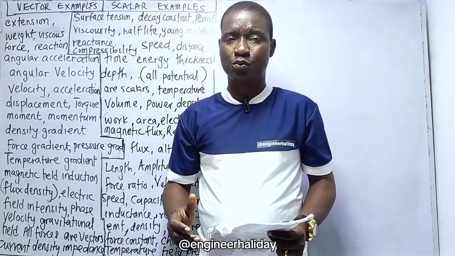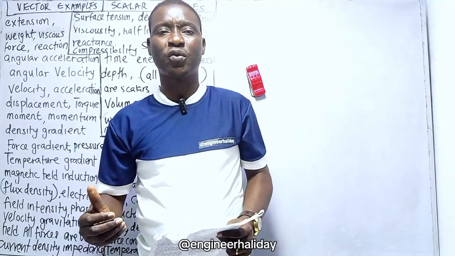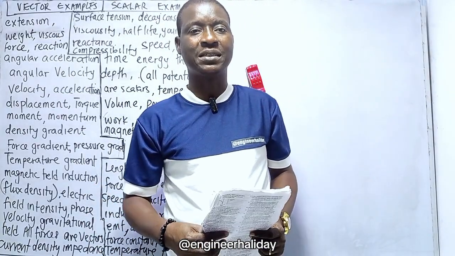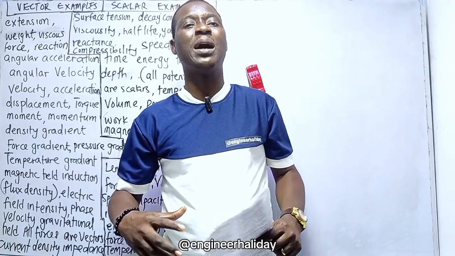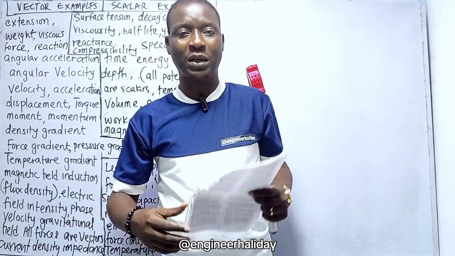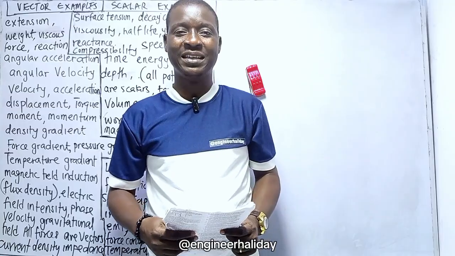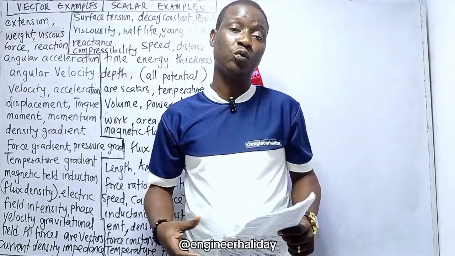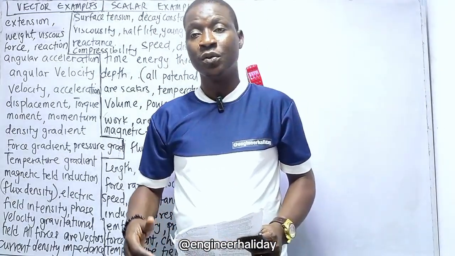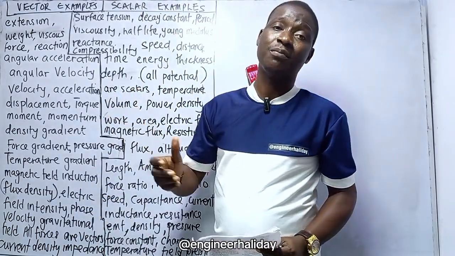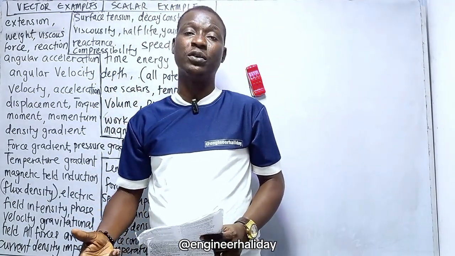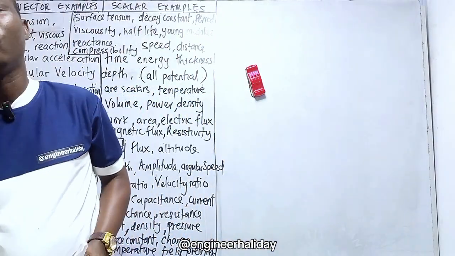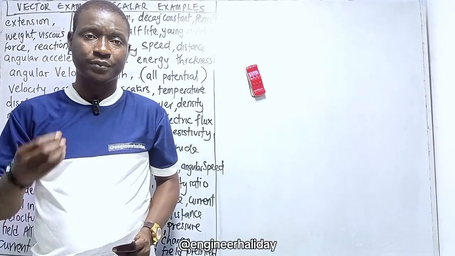And in physics, we understand that the vectors examples are few compared to scalars example. Just like people that don't have directions are more than people that have direction. The same thing with physics. Those quantities with directions are few compared to a quantity without direction. So now we start by giving examples of vectors and scalars. Now, what are the examples of vectors?